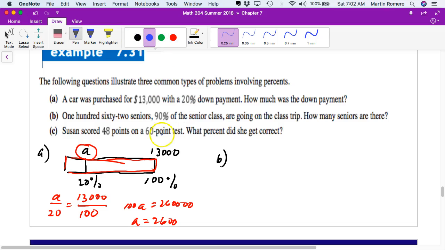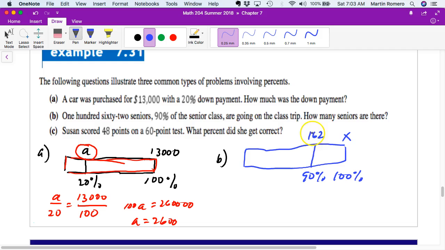Let's set up B now. I'm always going to set up a rectangle to represent the 100%. 162 seniors, 90% of the class are going on the field trip. How many seniors are there? So here's the 90%. It doesn't matter where I draw it. 90% is 162. Now we're looking for this value right here. How much is the 100%? You have the 90%, 100%, 162 is 90, and you're solving for this value.